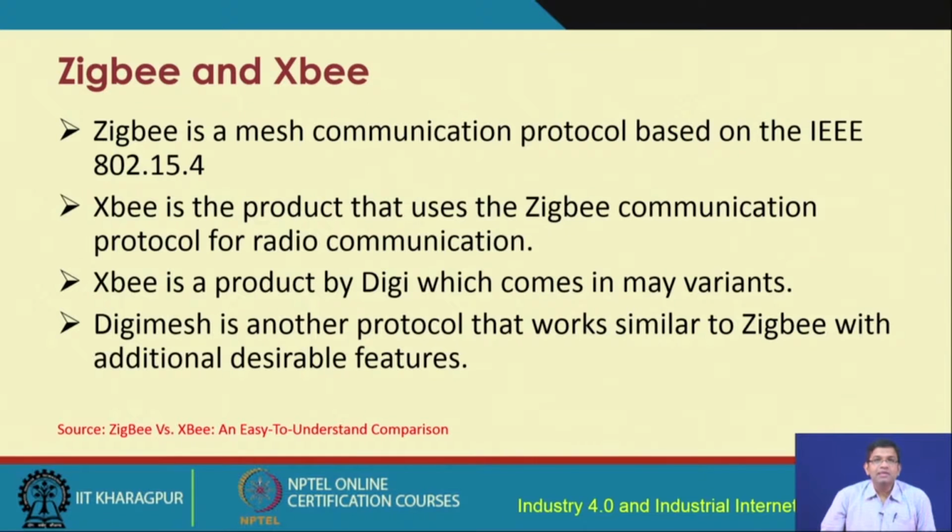Although the terms XBee and ZigBee are used interchangeably, they are different. The ZigBee protocol is a mesh communication protocol based on the IEEE 802.15.4 standard specifications, whereas XBee is a product from the company Digi, and it is available commercially in different variants. DigiMesh is a protocol that is similar to ZigBee, but has certain additional desirable features. DigiMesh is supported by XBee.